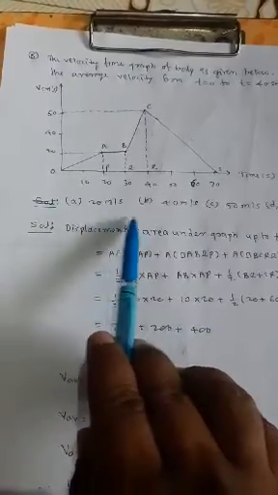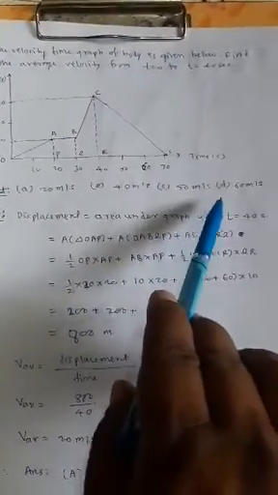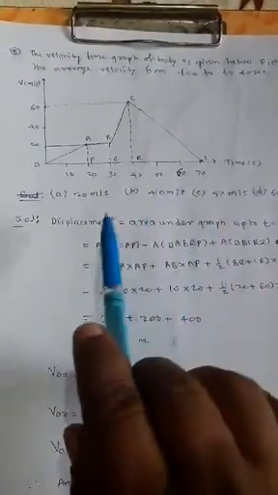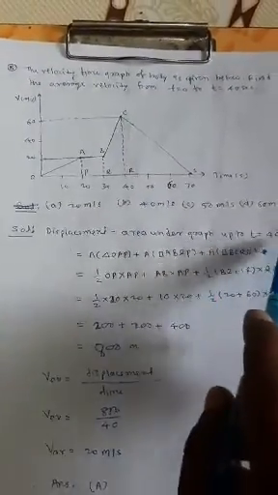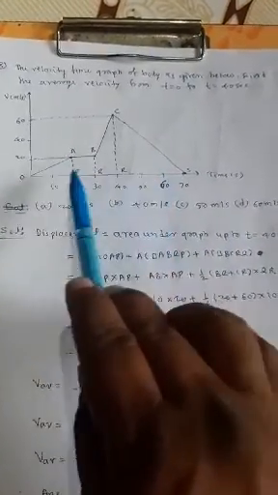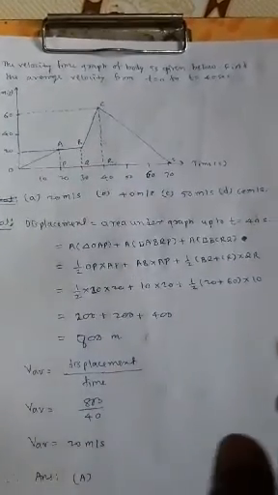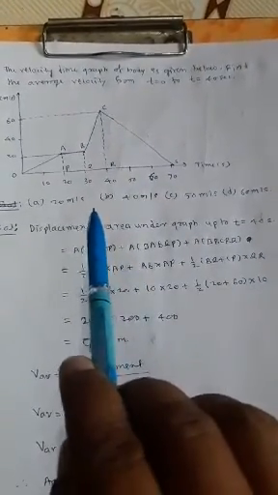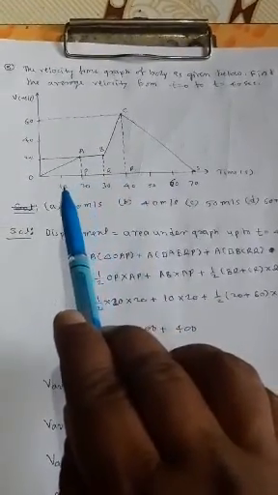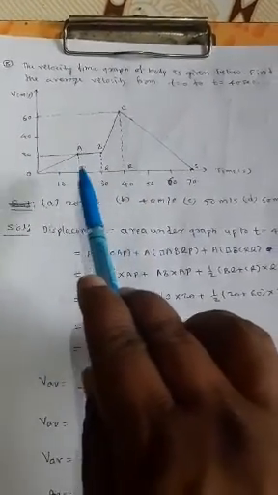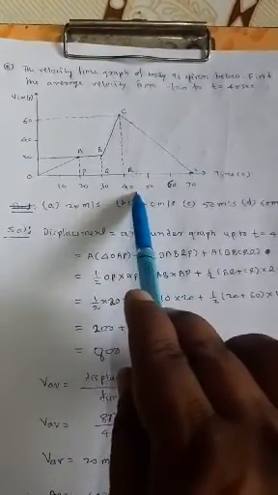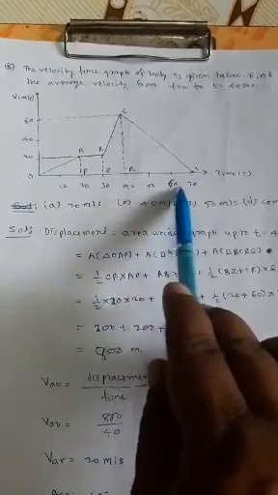Options are given: 20 meter per second, 40 meter per second, 50 meter per second and 60 meter per second. The displacement is equal to area under the graph. There are 4 regions: 1, 2, 3, 4. Now calculate the area of these 3 regions. We have to determine the area of these 3 regions only, because we have to determine the average velocity up to 40 seconds.